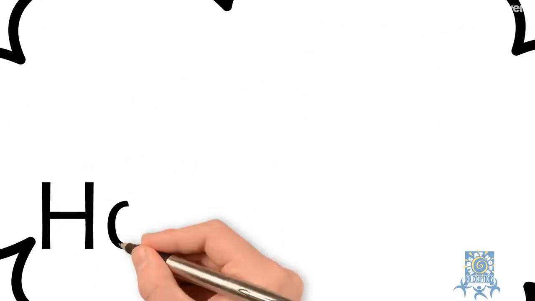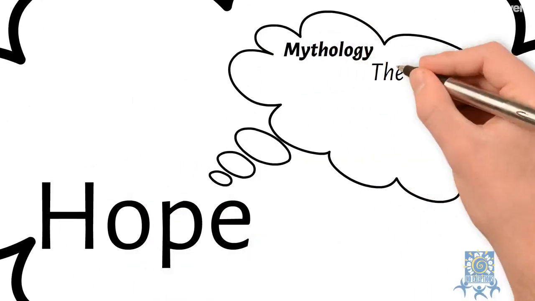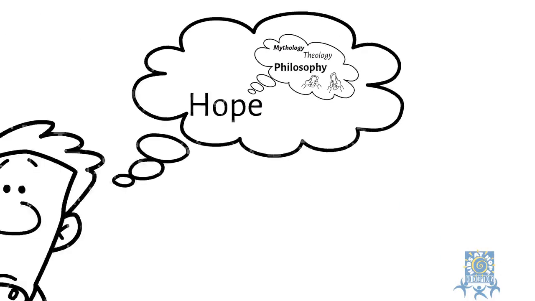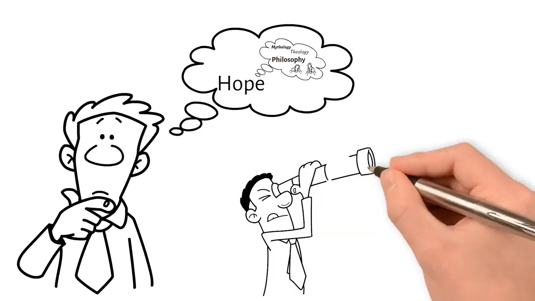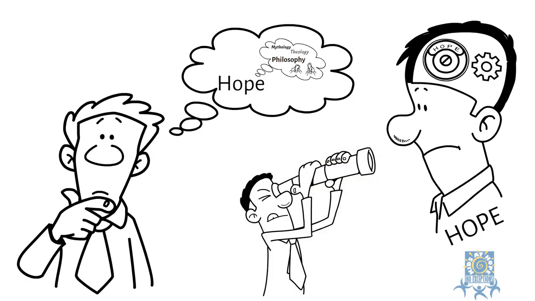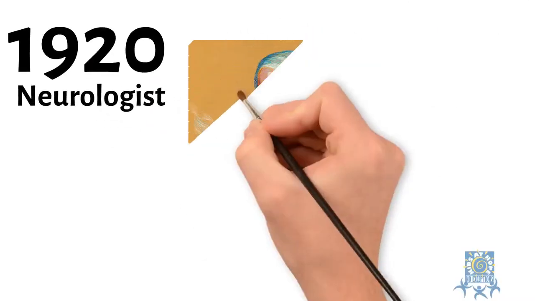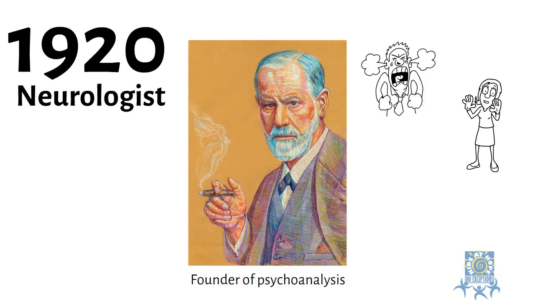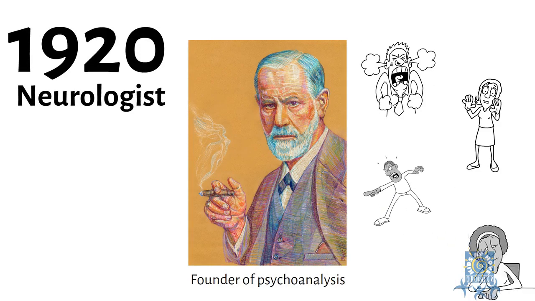For most of human history, hope was a topic in mythology, theology, philosophy, and in regular everyday conversation. However, science was slow in showing interest in unraveling the mystery of hope. It wasn't until the 1920s when a neurologist, Sigmund Freud, who later founded the field of psychoanalysis, made the faulty case that hope was a human condition disconnected from reality.